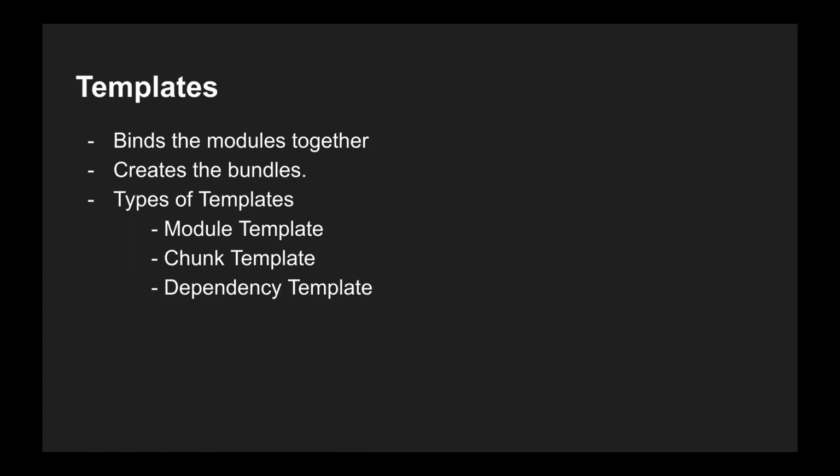There are a lot of templates, but the most important templates which I feel are these three: module template, chunk template, and dependency template. So module template takes care of creating a module or a bundle, and chunks are like when you do chunking in your project, right? You create a lot of sub bundles in the form of chunks. So your chunk template takes care of that, and similarly a dependency template. So templates take care of creating the bundles from the generated AST actually.